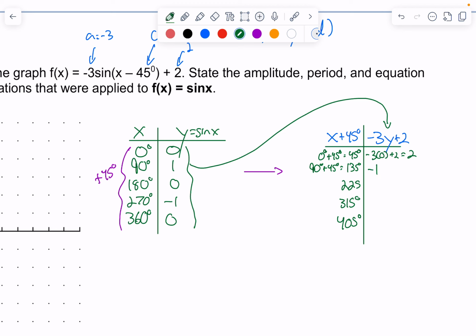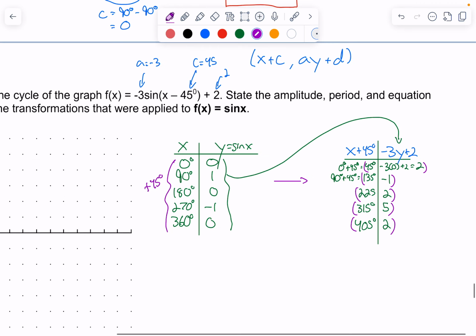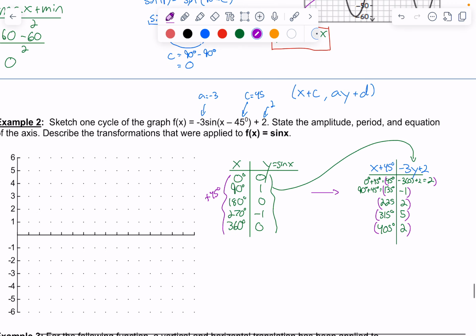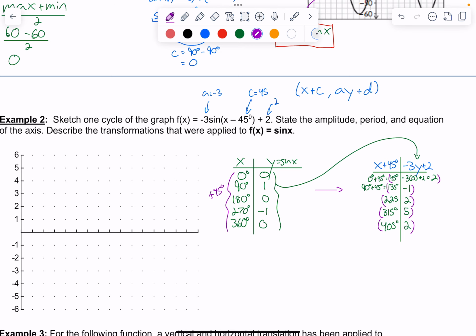0 times negative 3 is 0, plus 2. Negative 1 times negative 3 is 3, plus 2 is 5. And then 0 times negative 3 is 0, plus 2 is 2. So these are your new ordered pairs, right? 45 and 2, 135 and negative 1, 225 and 2, 315 and 5, 405 and 2. So all you have to do now is just plot those points, and then you've already done your transformed graph.